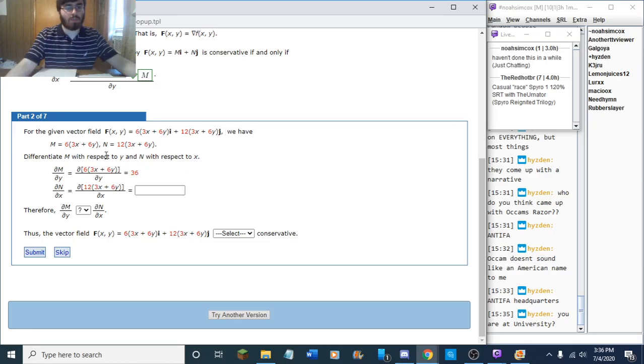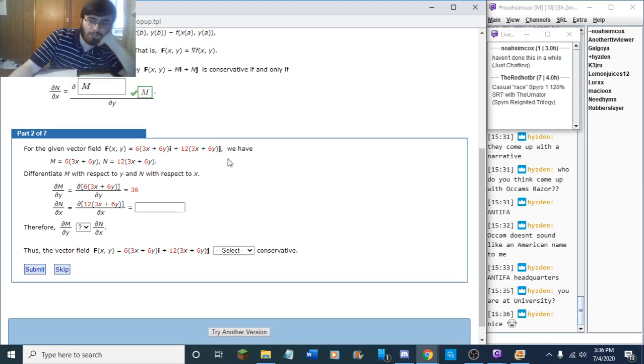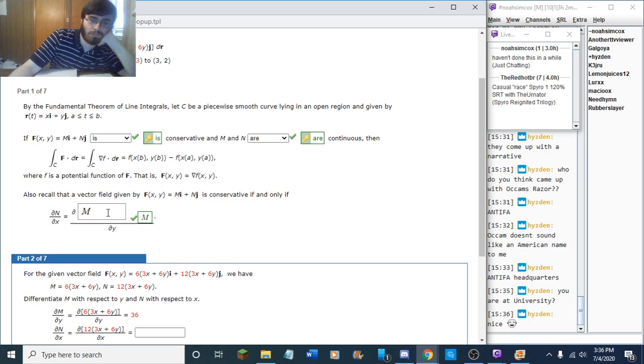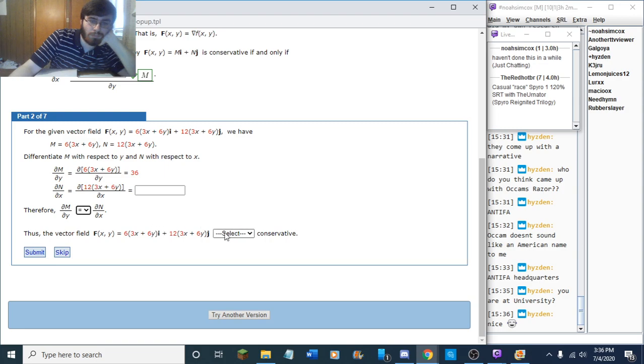We have M equals 6, 3x plus 6y. N equals 12 times 3x plus 6y. It's conservative and they are continuous, then that equals that. Well, we're assuming that it is conservative, so they're going to both be the same, 36.